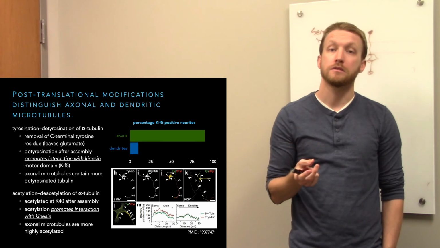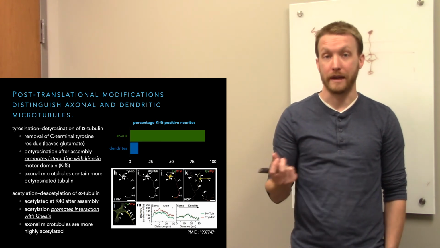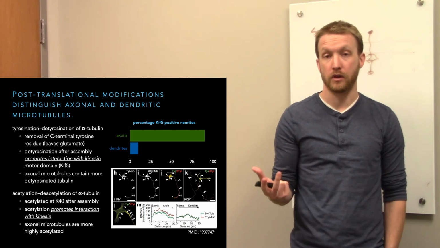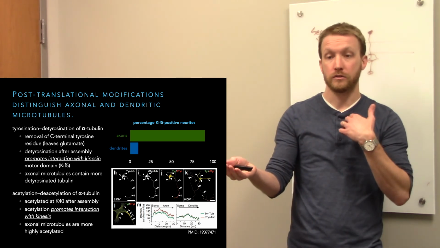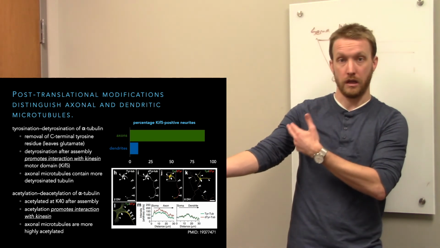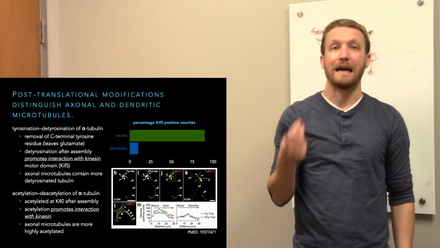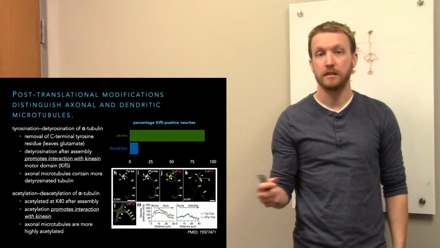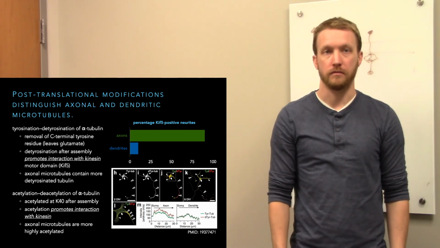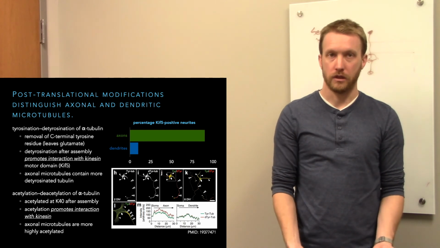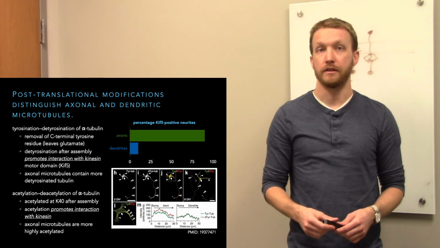This is a good thing because we may have to transport intracellular components over a great distance, depending on the type of neuron we're talking about. So if we innervate the periphery somewhere far away, we have to transport everything in that axon down the entire length. So by allowing for more stable interactions with kinesin, that can help speed up the rate of anterograde trafficking. In axonal microtubules, you're going to see a whole lot more detyrosinated tubulin.